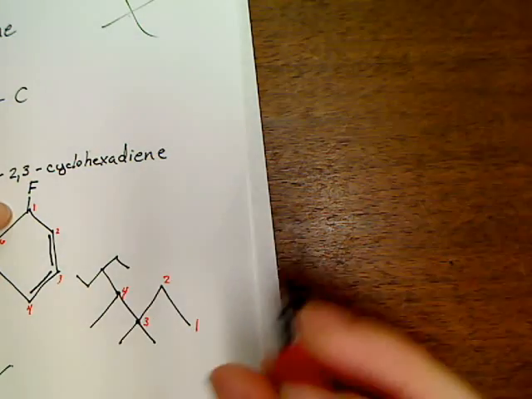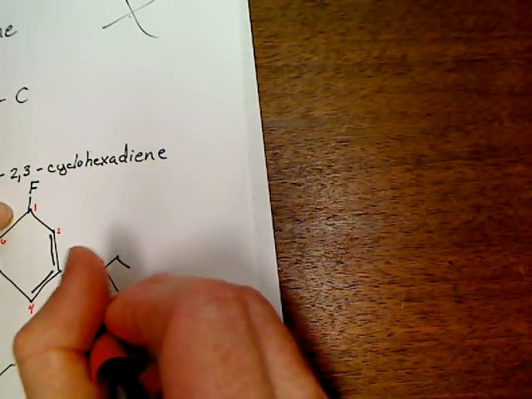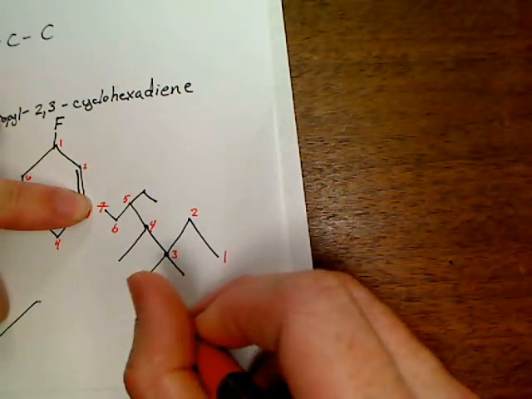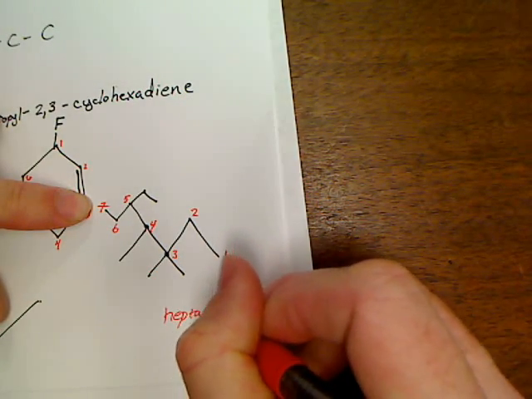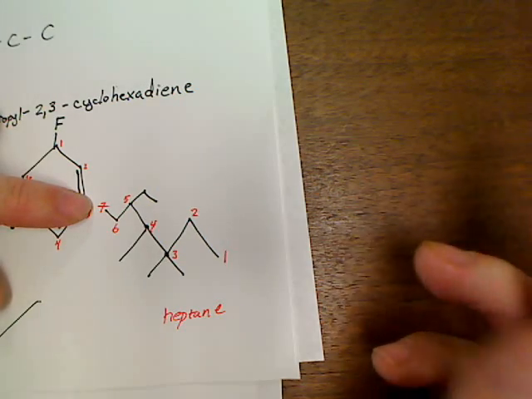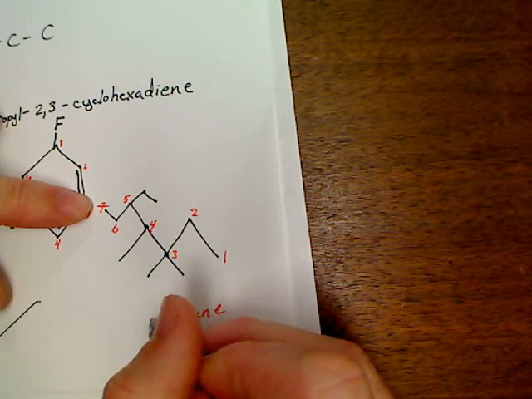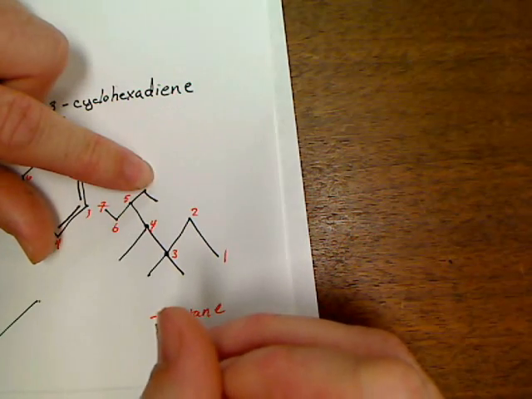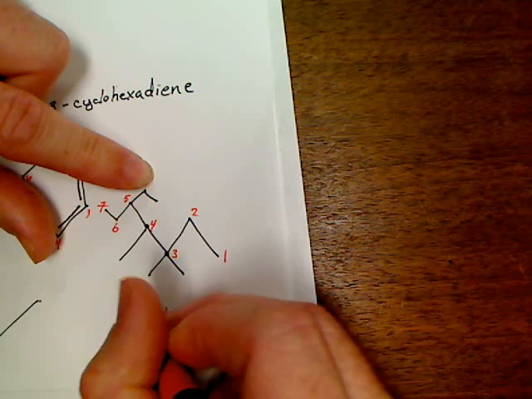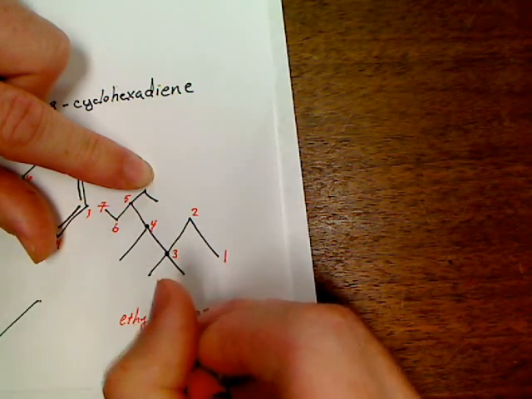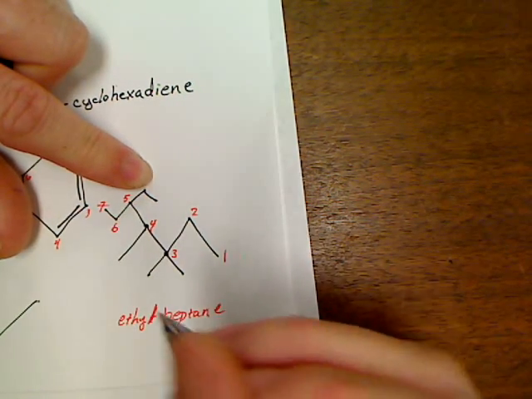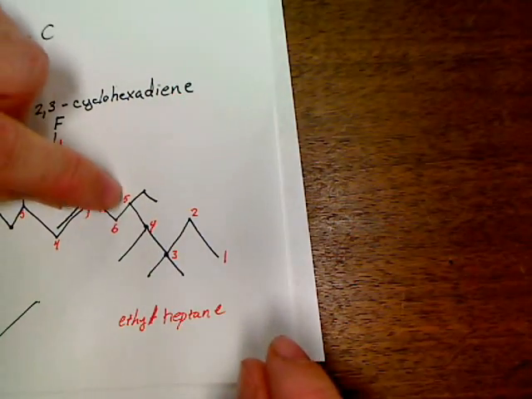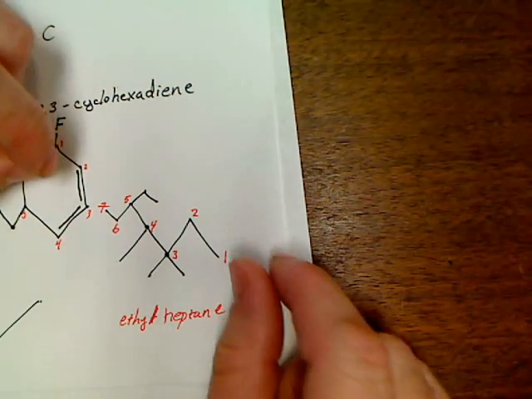3, 4, 5, 6, 7. I can name this. This would be heptane. Oh, I may not can. Oh, wait, I've got an ethyl group and a methyl. Hold on. I've got an ethyl hanging off here. So that's on. Oh, I should name that. I numbered it backwards. Never mind. That should be 2 because I numbered from the wrong end.